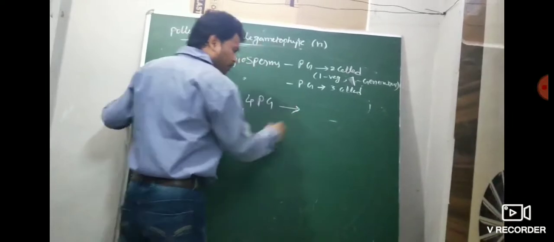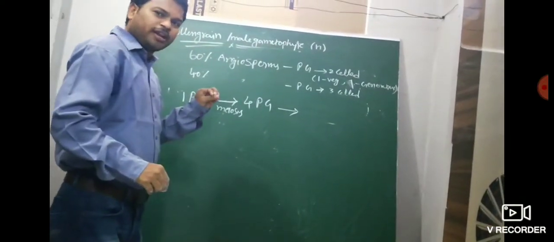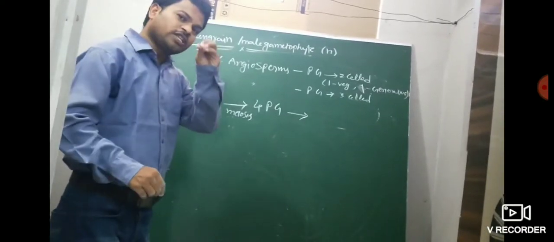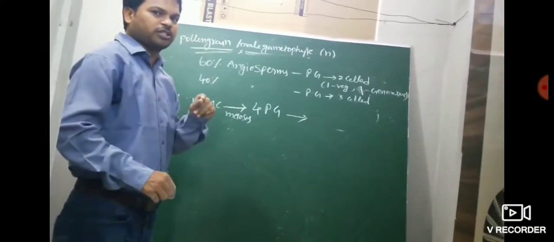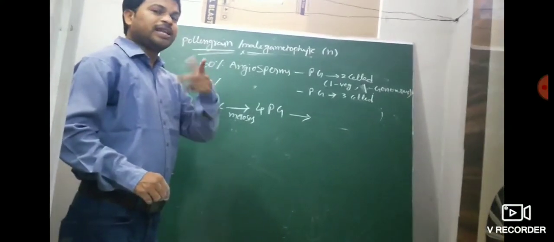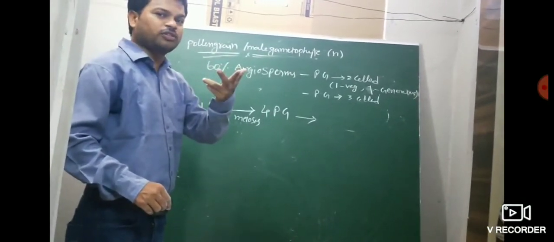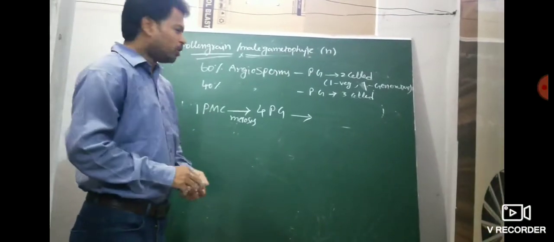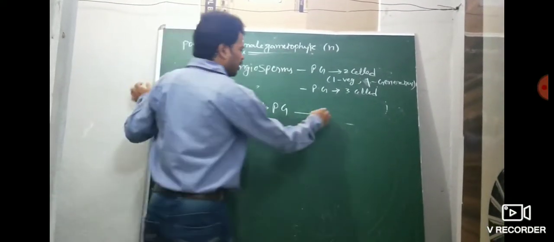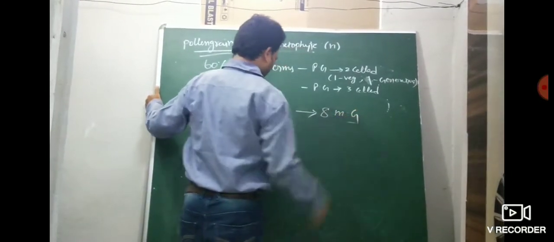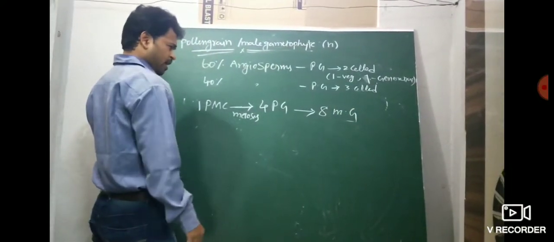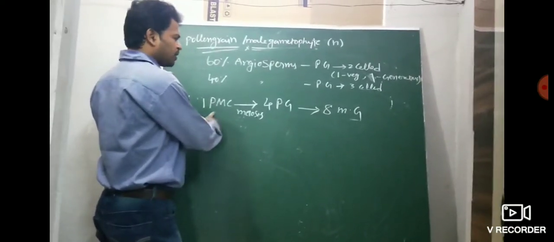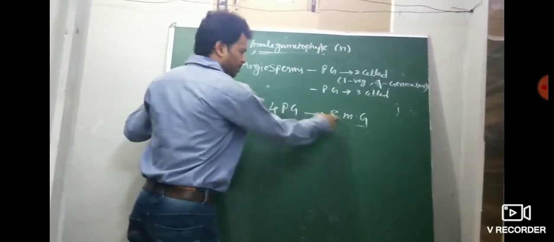Then one pollen grain undergoes mitosis and produces a vegetative cell and a generative cell. That is the first mitosis. Then the generative cell again undergoes mitosis and produces two male gametes. So one pollen grain produces two male gametes, and four pollen grains produce eight male gametes. Sometimes a question asks: one pollen mother cell produces four pollen grains and eight male gametes totally.